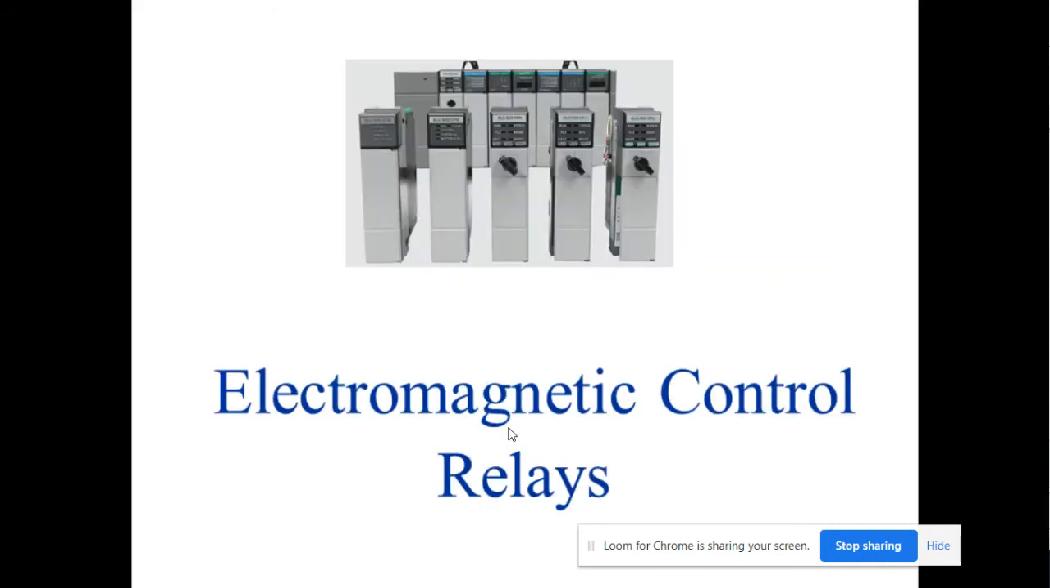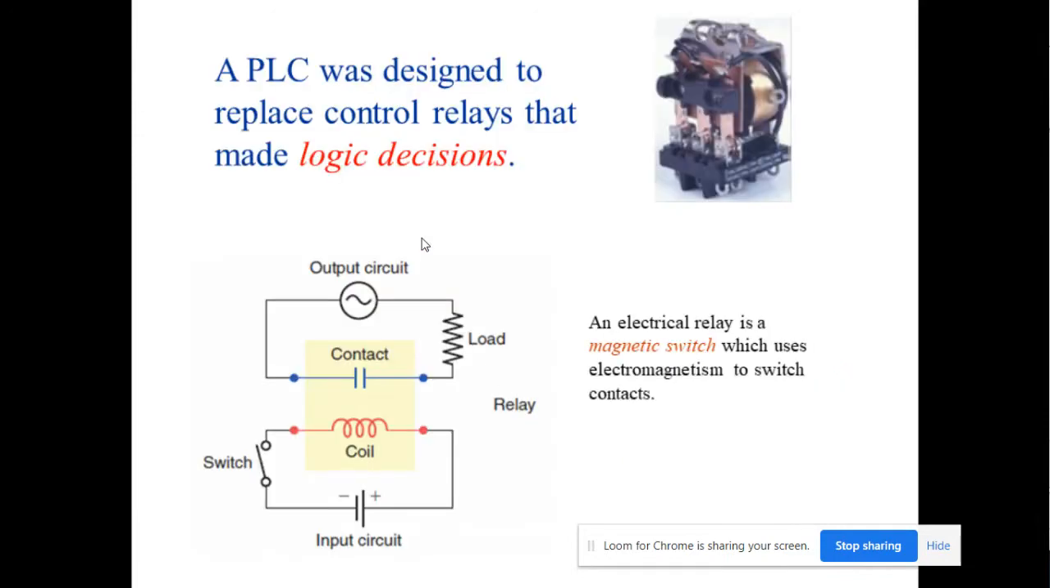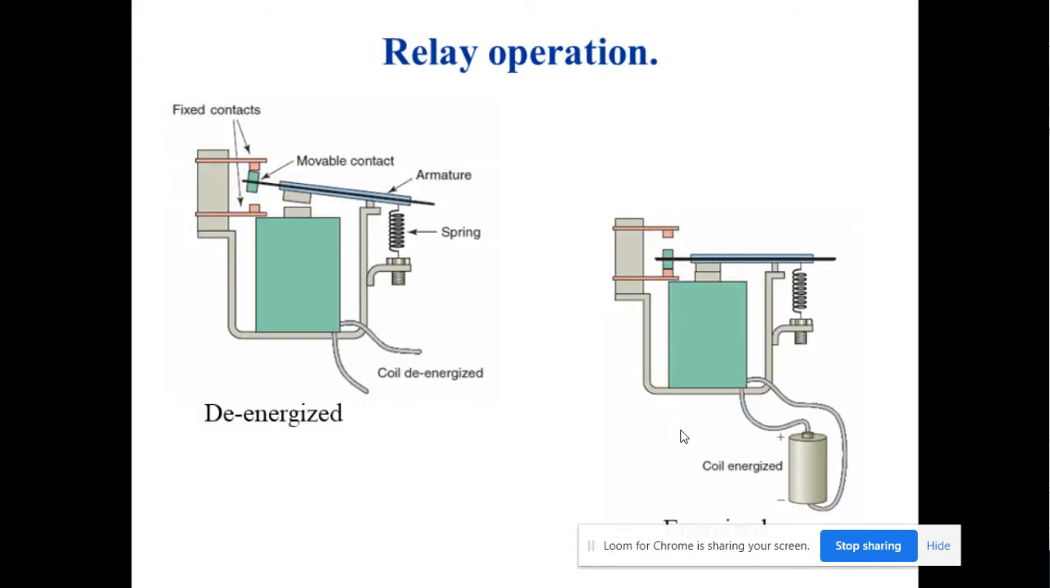Okay, first is the electromagnetic control relay. So how does it work? PLC was designed to replace the control relays that made the logic decision, whether the contact is open or the contact is closed. When it is open, there's no connection between the input and the coil. So that is how it works.